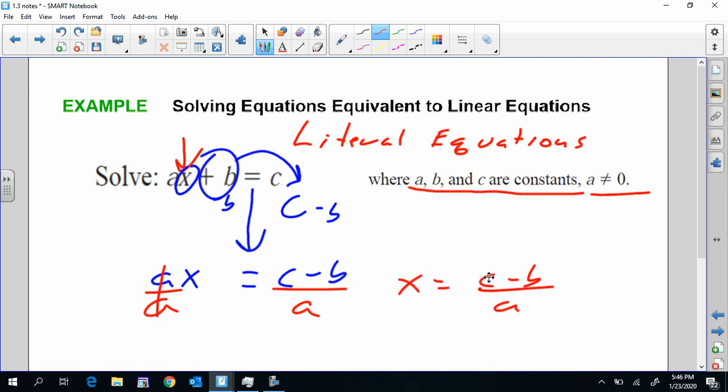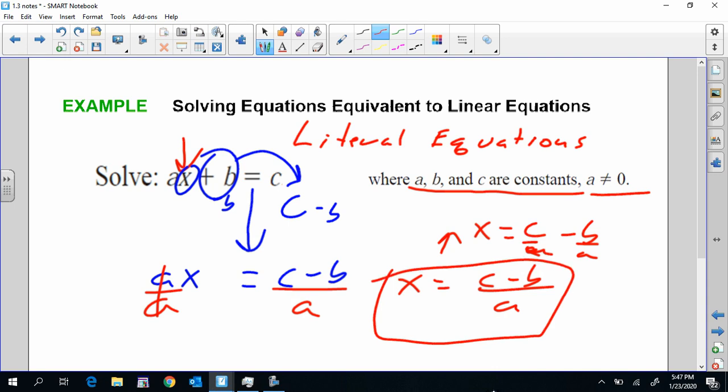Could I distribute the division by a to both terms? Yeah. I could get x equals c over a minus b over a, and it would be equally legit. But it seems like those two are left to be subtracted, and they haven't been combined and simplified. So the preferred expression would be x equals the binomial c minus b, all divided by a.